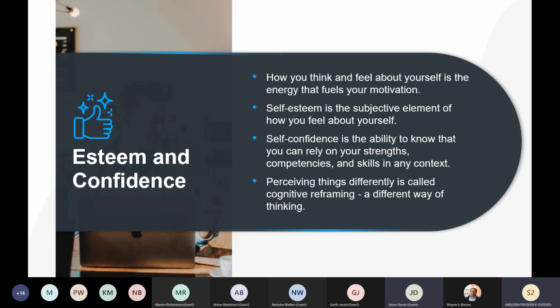Self-esteem is the subjective element of how you feel about yourself. In my case, for example, I might say that I'm a very intelligent person that has great academic capabilities, but I might be lacking in social skills and the ability to make new friends. So I feel proud of my intelligence and my academic prowess, but I feel disappointed in myself for not being more socially skilled. This speaks to my self-esteem, the subjective element of how I feel about myself.